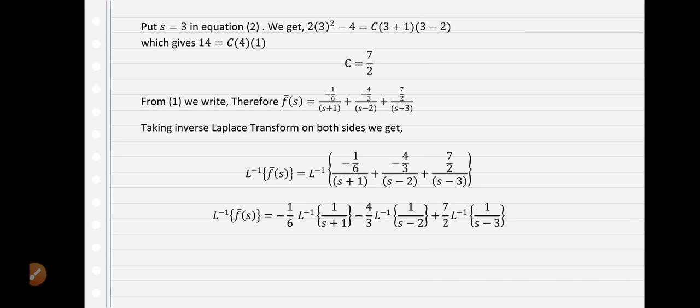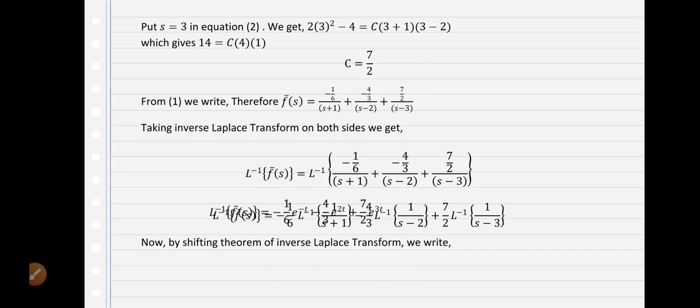So applying the shifting theorem for inverse Laplace transform, we can write the answer as minus 1 by 6 e raised to minus t, minus 4 by 3 e raised to 2t, plus 7 by 2 e raised to 3t, and this is the final answer for the given f bar of s using the method of partial fraction.